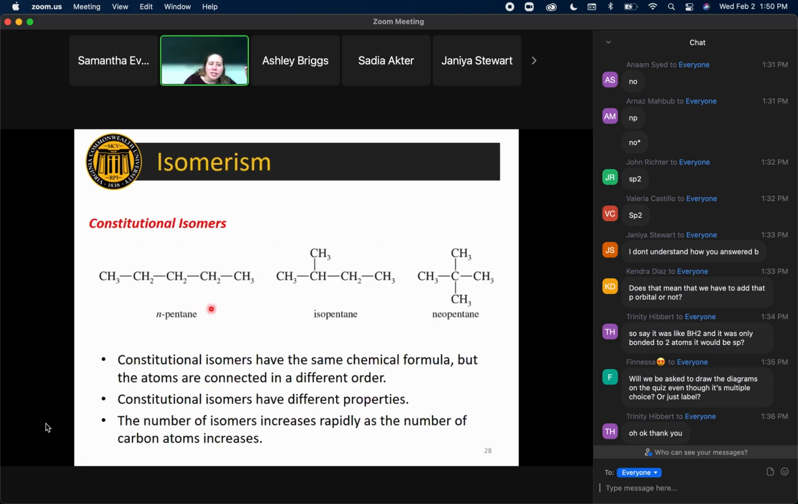In constitutional isomers, the easiest way to see these is to look at the carbon scaffold and the branching or not branching. So all three of these examples are pentane, so C5. And linear n-pentane is different than isopentane, which has one branch, and that's different than neopentane, which has a bunch of branches. Okay, so these different connectivities are called constitutional isomers.